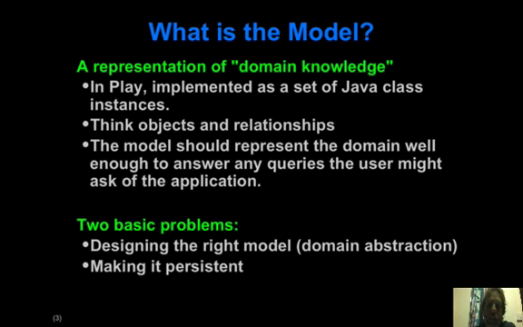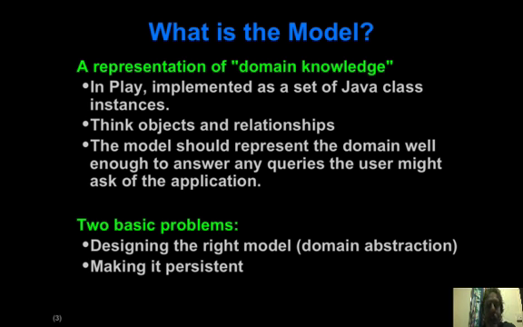So the model, it's basically just a representation of whatever you're trying to display in your web application or manipulate in your web application. And it's going to be implemented as a set of Java classes, and you'll typically try to design your model, at least at the top level, in terms of objects and relationships among them. Okay, so as you think about what your web application should do, you have to make sure that your model is sophisticated enough to enable you to answer any question the user might ask of your application.